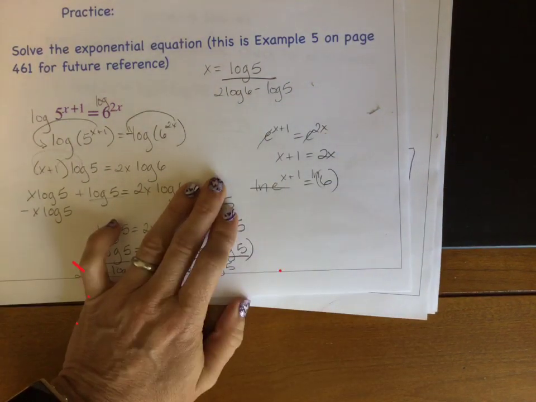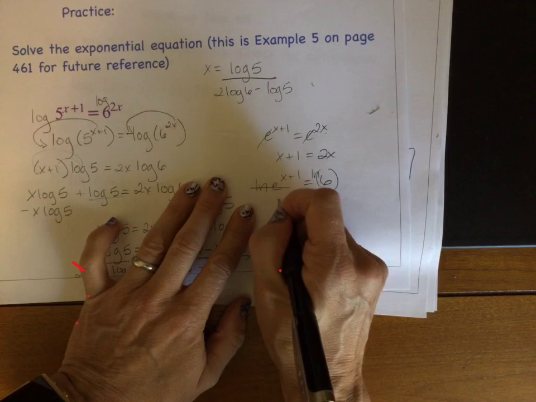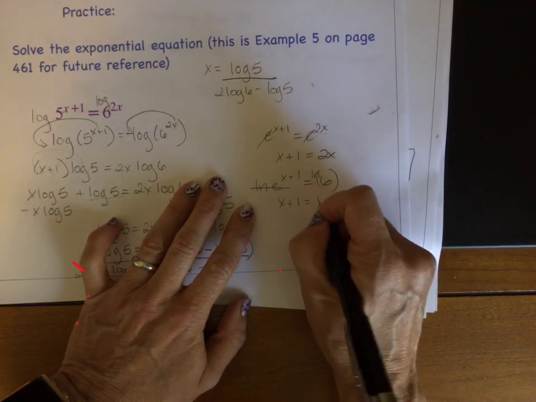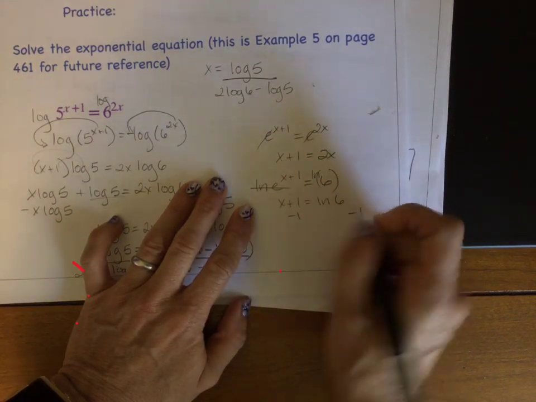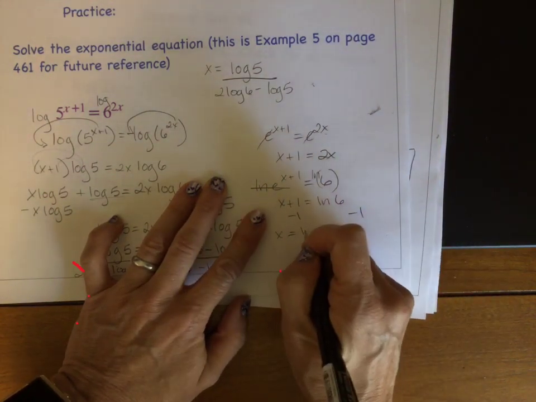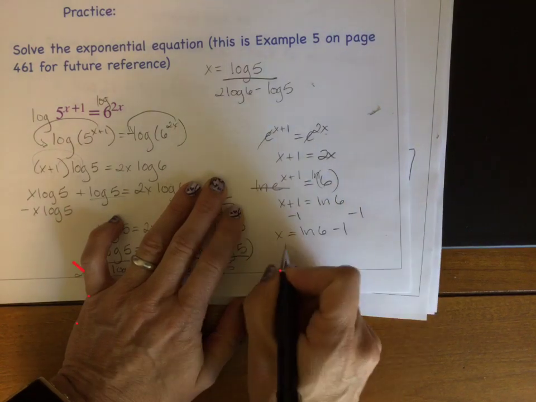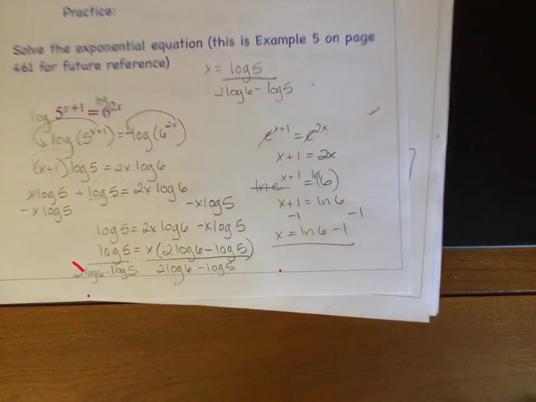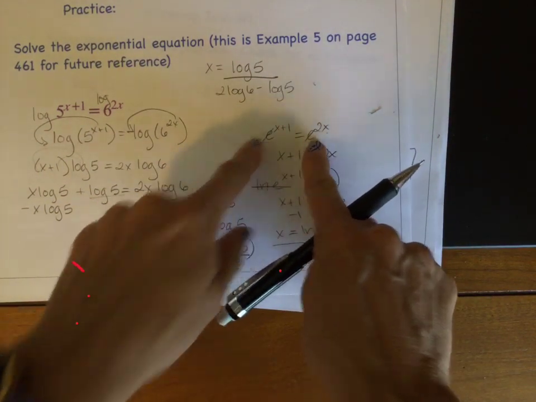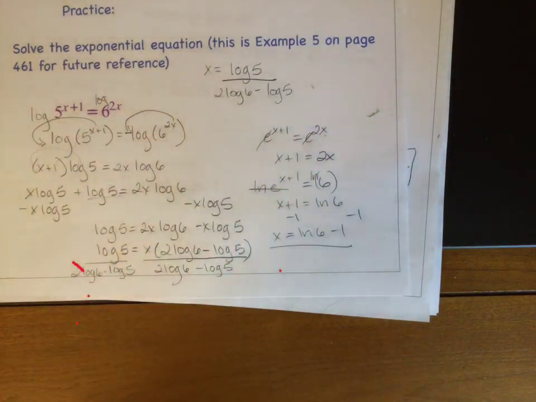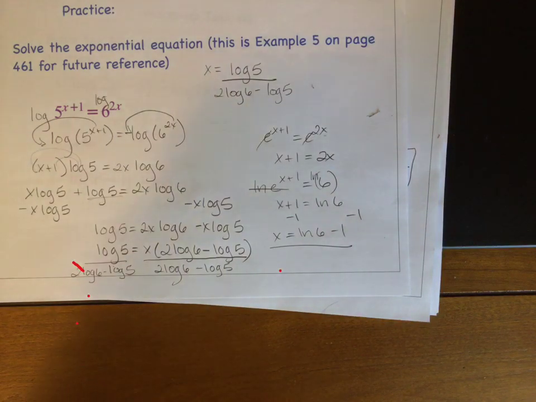And on this side, they cancel out. So I get x plus 1 equals natural log of 6. And then I would subtract 1 from both sides. And this would be my exact answer. So that's how they are different. So here you can use the uniqueness property. And here, because I only have one exponent, I can just undo using natural log. Or if it was base 10, I could undo using base 10. All right, that's it for this extra video.